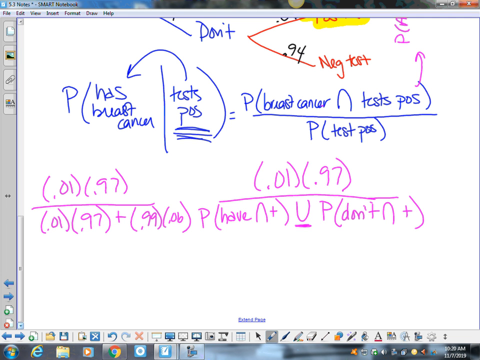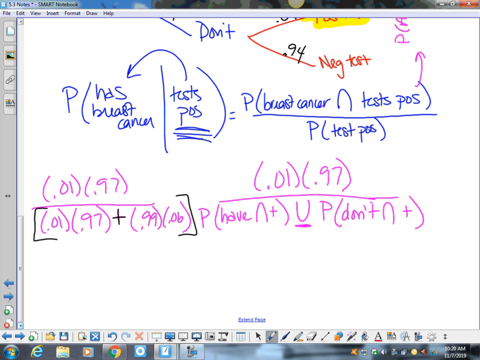Okay, now if you're going to type this in one swoop, you need to be super, super careful, because if you're going to do 0.01 times 0.97 and then divide it by, then you have to put all of this in parentheses because it has a plus sign in it. You can do the top and then hit enter and then do the bottom and hit enter and then divide them if you want to. Whatever you're comfortable with doing.